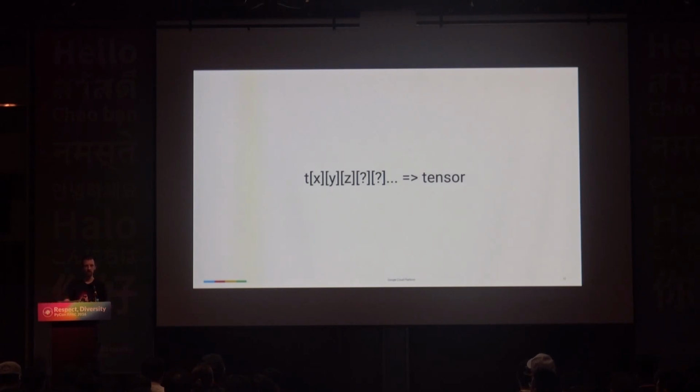It can have 2 or 3 or 100 or 1,000,000 dimensions. But you can still do the same sort of operations on a tensor as you could for matrices, like these matrix multiplications and additions.